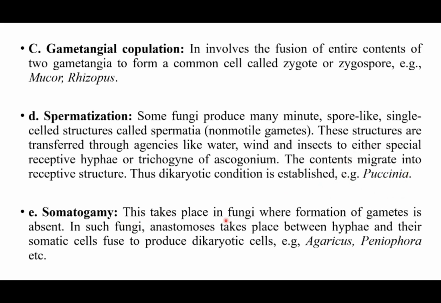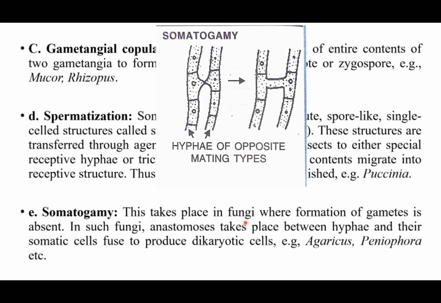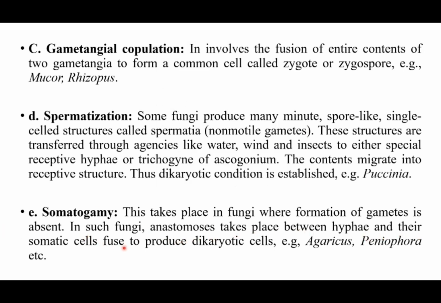Then somatogamy. This takes place in fungi where formation of gametes is absent. In such fungi, anastomosis takes place between hyphae and their somatic cells. They fuse to produce a dikaryotic cell. Here two vegetative cells fuse to form a dikaryotic cell, as seen in the case of Agaricus, Peniophora, etc. So these are all the different modes of reproduction in fungi.